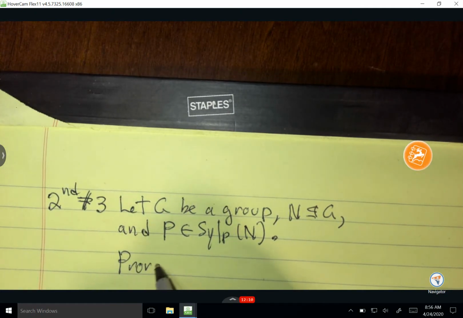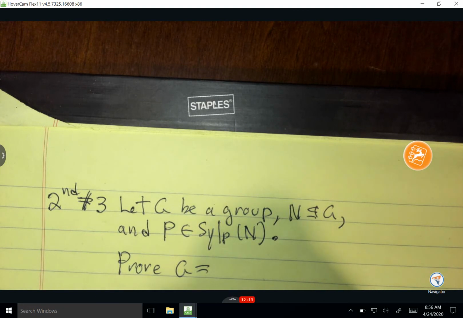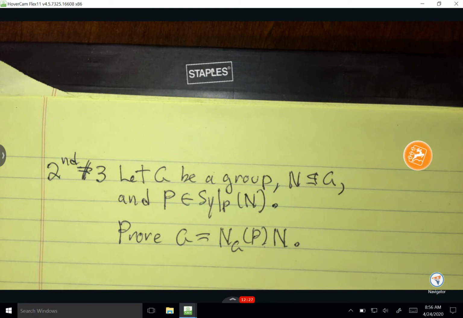Prove G is really the normalizer in G of P times N. So if this is true, then every group breaks up into a product of two of its subgroups. Just take a normal subgroup and a Sylow P subgroup of the normal subgroup. And the group is their product: the normalizer in G of that Sylow P subgroup of that normal subgroup times the normal subgroup. Every group breaks into two pieces. Ouch! Let's prove it.